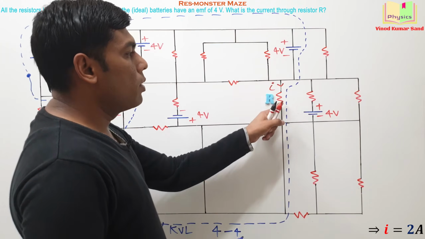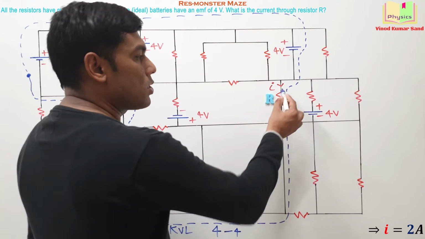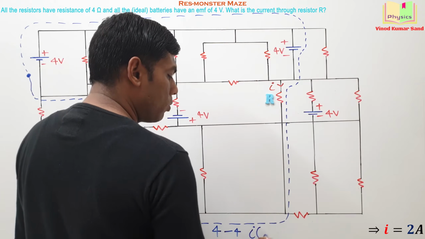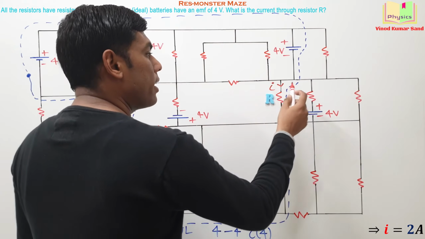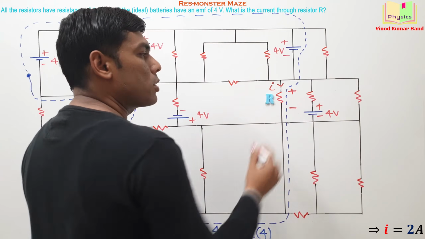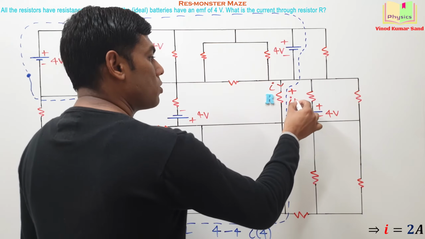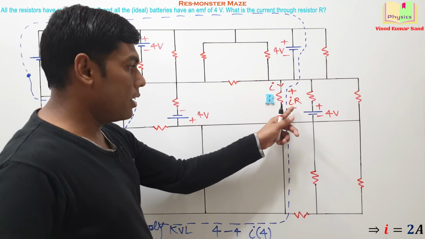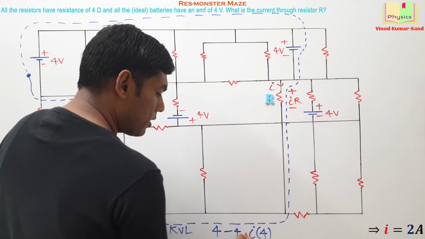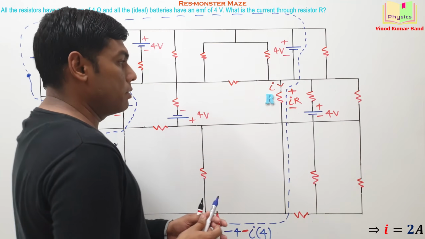Then going down, the potential drop across the resistor will be equal to I into R, and the value of this resistance is also 4 ohm. And current in a resistor is always from high potential to low potential. So this IR will have these signs, high potential here and low potential here. So the final sign here I am taking as negative.